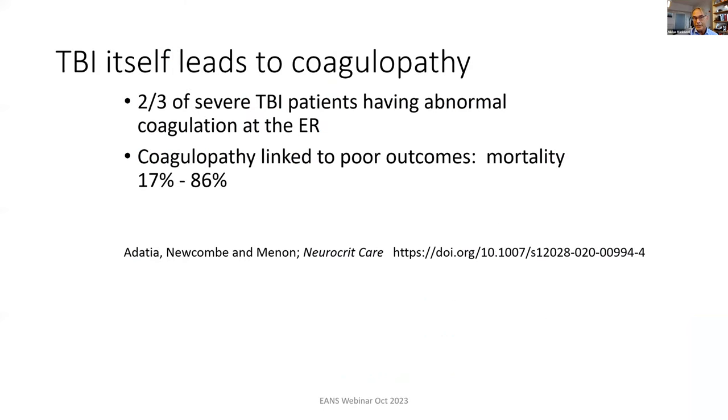We should be aware that TBI itself leads to coagulopathy. Almost two thirds of severe TBI patients have abnormal coagulation when they arrive at the ER. And also coagulopathy, as I said, is linked to poor outcome, with mortality very high. You see the numbers there.